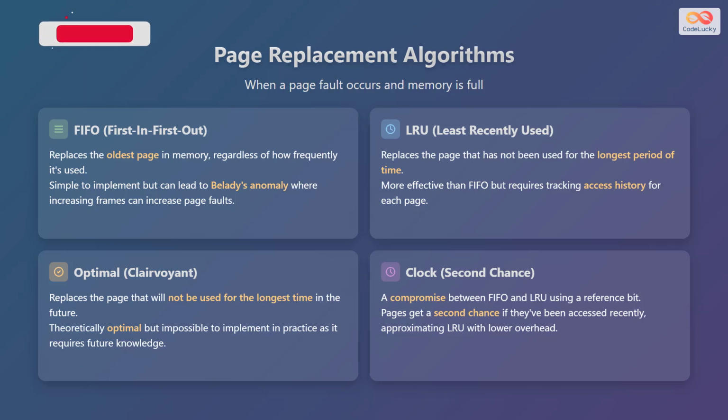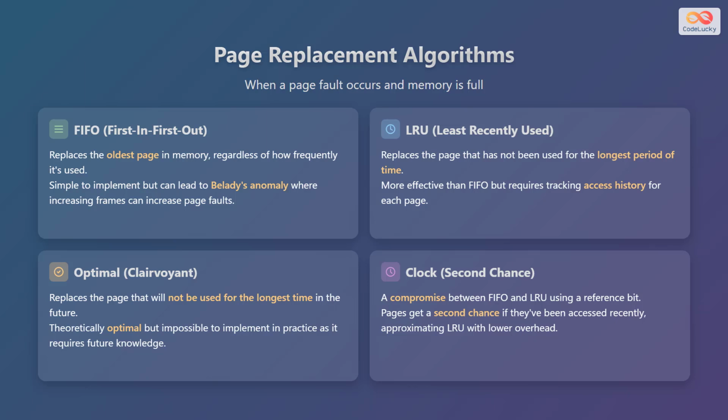Let us see the next one. Least recently used or LRU. This algorithm replaces the page that hasn't been used for the longest time. It's generally more effective than FIFO, but requires tracking the access history for each page. Next is optimal. This algorithm replaces the page that will not be used for the longest time in the future. It's the best theoretically, but impossible to implement in practice because it requires knowing the future.